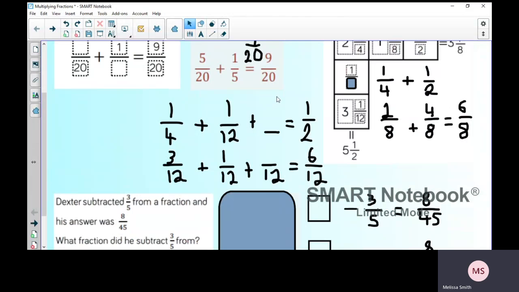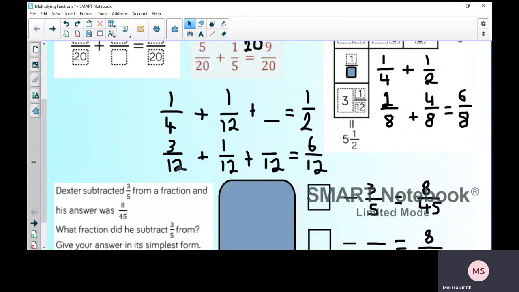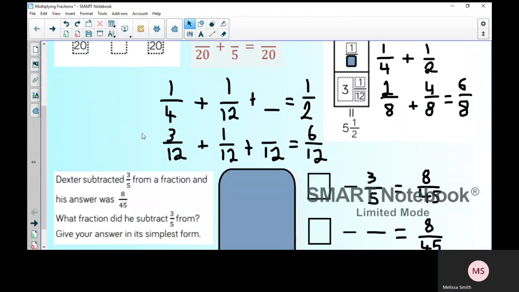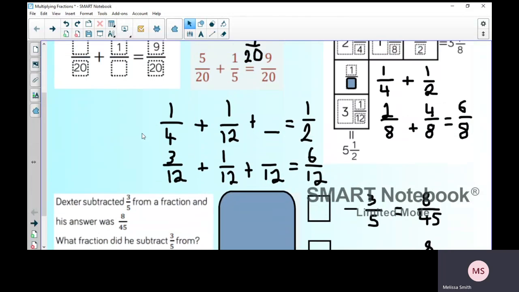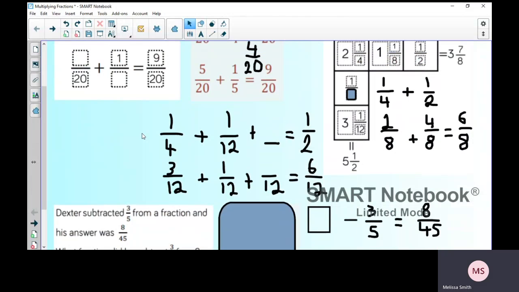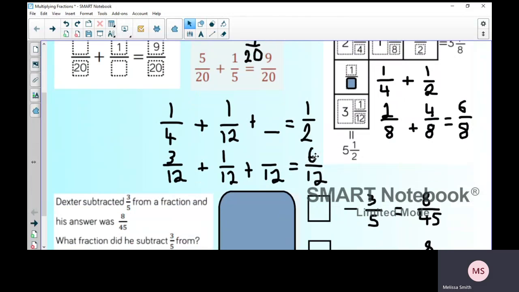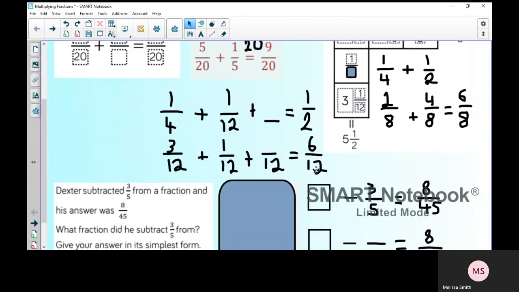Well, I could convert them all to 12ths. As you see, 1/12 is the same, so I don't need to convert that. And I've already converted my 1/4 here into 3/12. 4 times 3 is 12. 1 times 3 is 3. Now, I know that my answer needs to be 6/12. Why do I know that my answer needs to be 6/12?